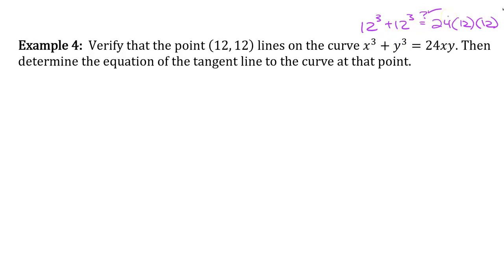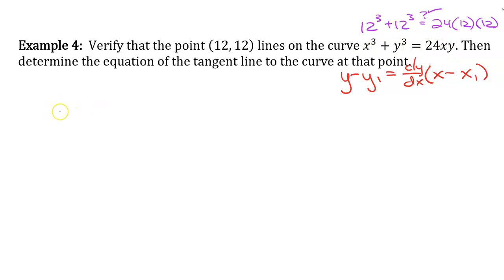Okay, so we want to determine the equation of the tangent line. So the equation for the tangent line would be y minus y1 equals m times x minus x1. We know this. And then the slope would be dy/dx at that point, (12, 12). So we actually have a lot of this known already. We just need to figure out what dy/dx is. So we take the d/dx of every single term.